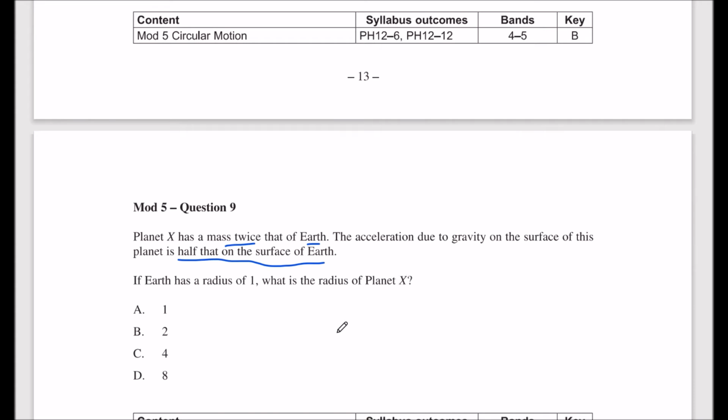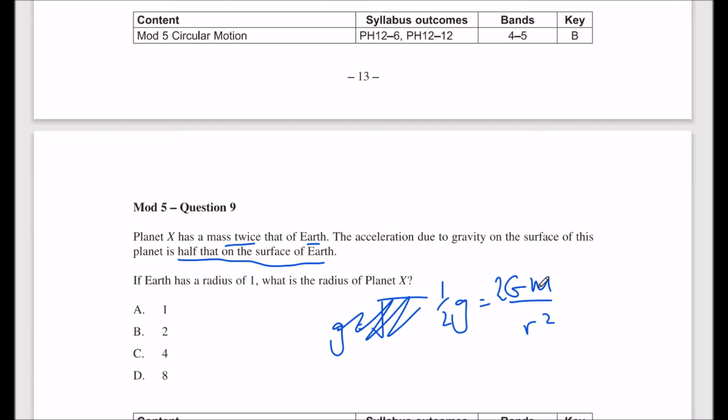Okay. So we know the formula for calculating acceleration due to gravity on a planet, g equals GM over r squared. This planet has twice the mass of Earth, so we put a 2 here to represent 2M. The acceleration due to gravity on the surface of this planet is half of that on Earth.